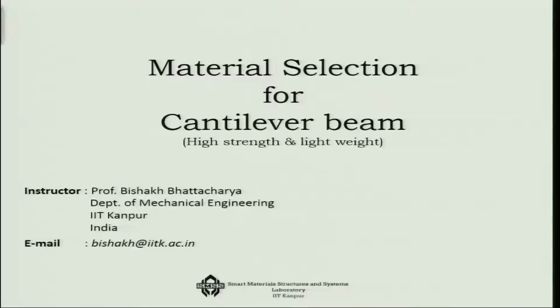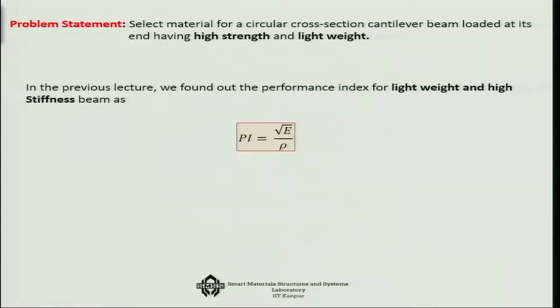So, in the last class we talked about the material selection for a cantilever beam, and at that time our objective was to get a highly stiff but lightweight cantilever beam. Now, in this class we are planning to see the same problem, but in a different light. We are planning to select material for a similar cantilever beam with circular cross section, loaded at its end, but now our objective is that this beam must have high strength and lightweight.